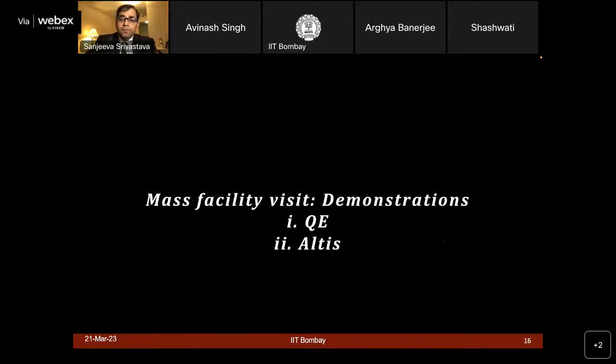The Q Exactive mass spectrometer we actually used during the COVID time for metabolomics analysis of these samples, looking at COVID-19 plasma and how it shows any change in the metabolites based on the virus and host interaction happening in the human body. Further, the Altis was used for developing the targeted assays. So now I'm requesting our MS team to take the demonstration for QE forward, followed by Altis. Over to you, Avinash.